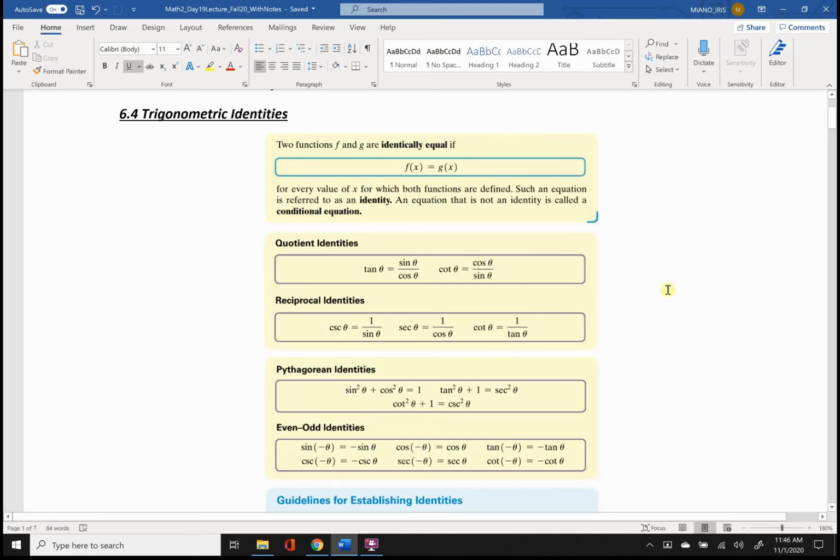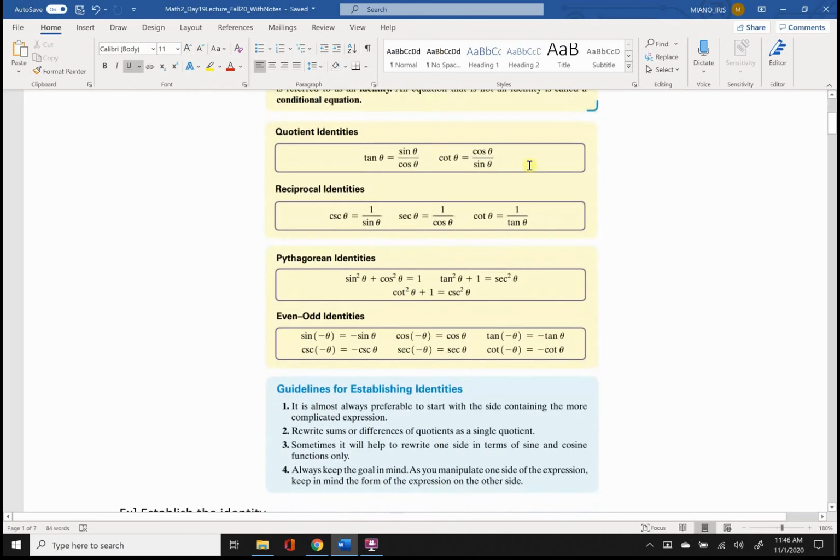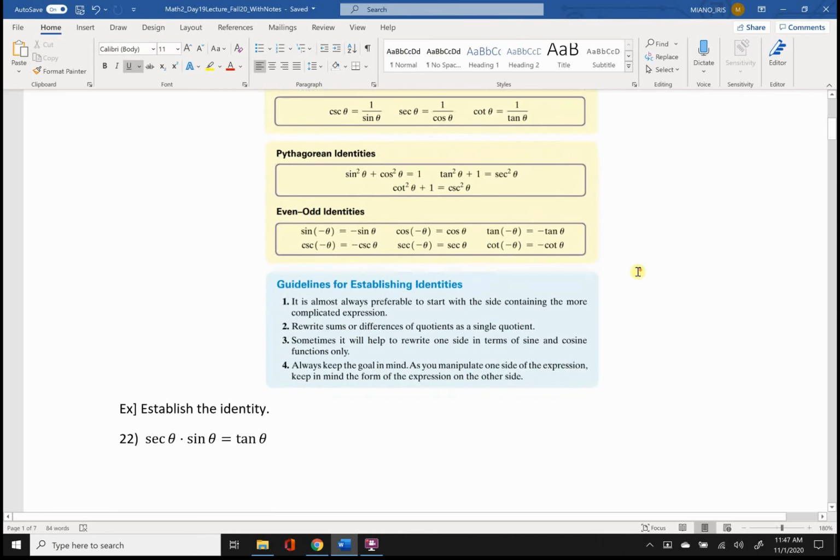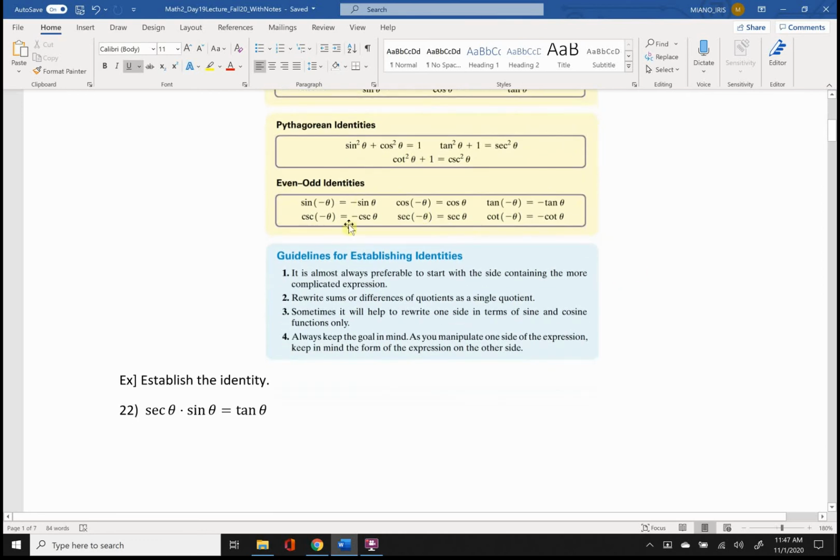What else can we say about this? Well, here again are your quotient identities, your reciprocal identities for the trig functions, Pythagorean identities based on the most fundamental one of sine squared theta plus cosine squared theta equaling 1, and then the other two are subsequent manipulations, even-odd identities. So nothing new there.